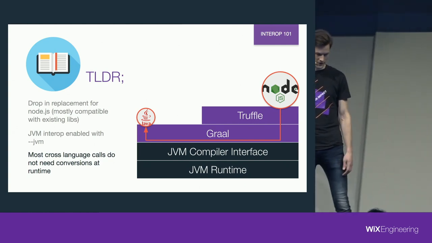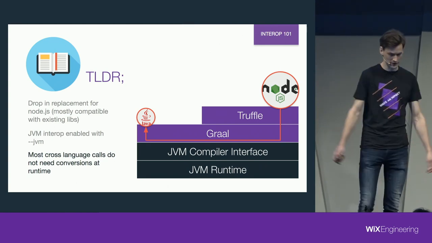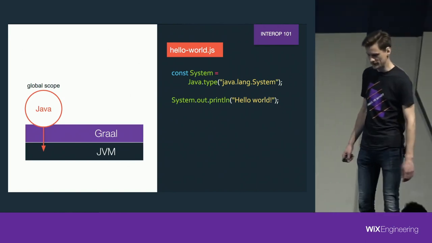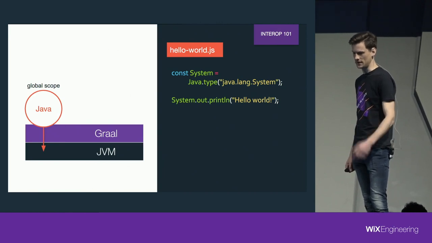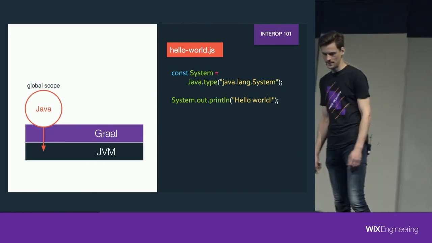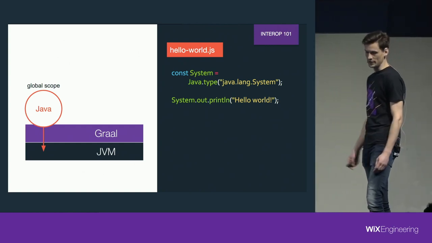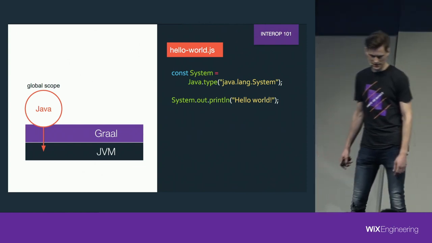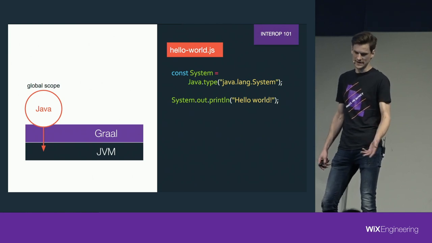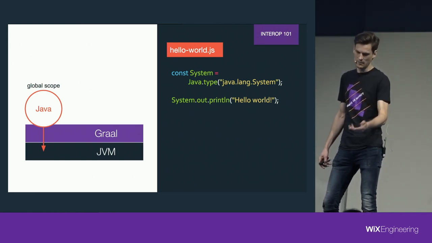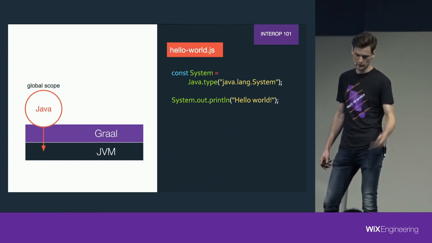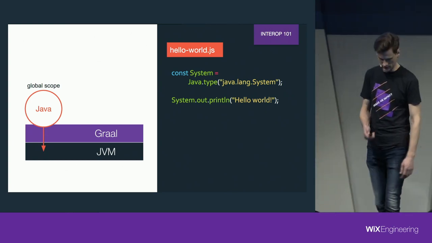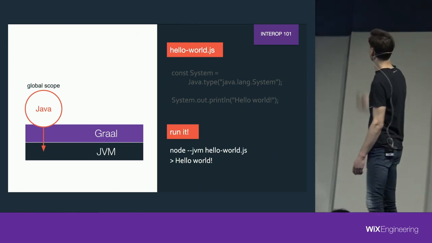So if we want to use this, how do we do that? When you run the node binary with a --jvm flag, you get an object called Java on the global scope. In this really simple example, we first of all get a reference to the java.lang.System class, and then we can access a static member on the System class, which is out, the output stream, and then we can call the method on that output stream, which is println, hello world. So we would run it with this line, and it would actually print hello world.